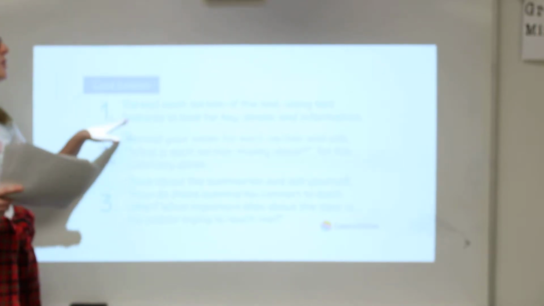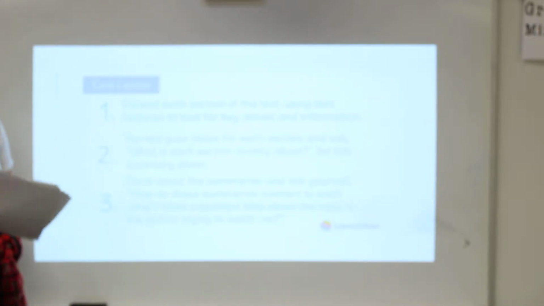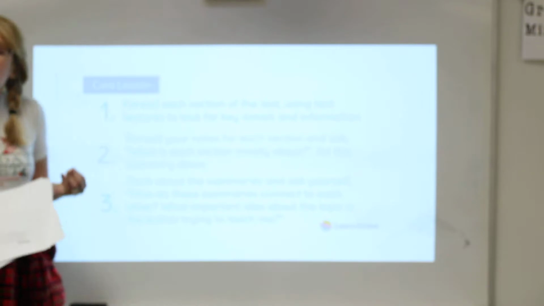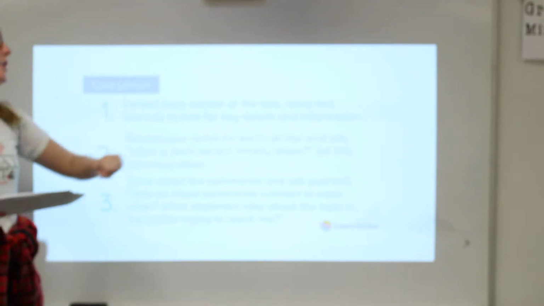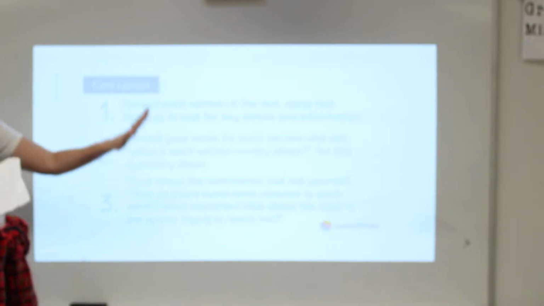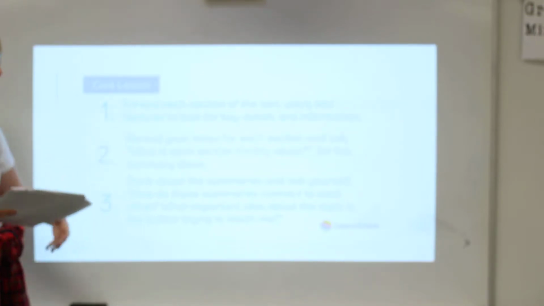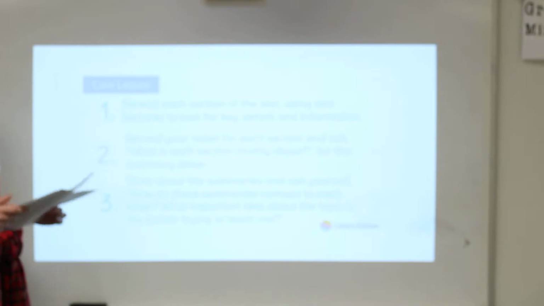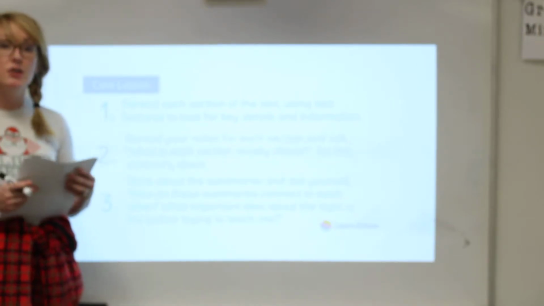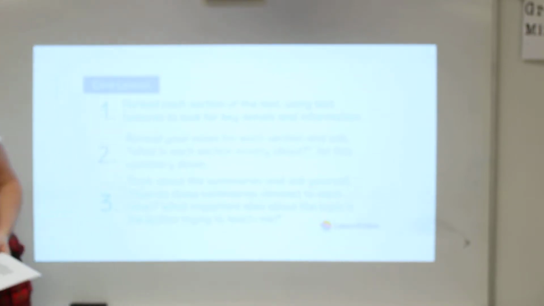So, today we're going to reread each section of the text and use those text features to look for key details and information. We're going to take some notes based on that and reread our notes from each section and ask, what is each section mostly about? We'll jot those things down. And finally, we'll think about all of the things we've written down and summarize, asking ourselves, how do these summaries connect to each other? What important idea about the topic is the author trying to teach me? With these 3 steps, we will find success with our main idea standard.